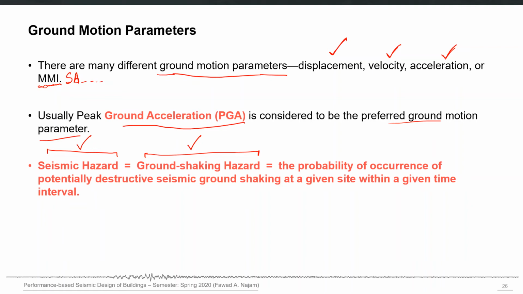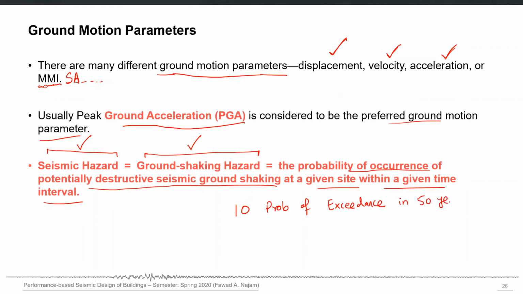And it is defined as the probability of occurrence of potentially destructive seismic ground shaking at a given site within a given time interval. So it is now defined in a probabilistic framework: the probability of occurrence of a potentially destructive ground shaking at a given site within a given interval. So I can say, for example, 10% probability of exceedance in 50 years. So this will be a complete description of the ground shaking hazard.